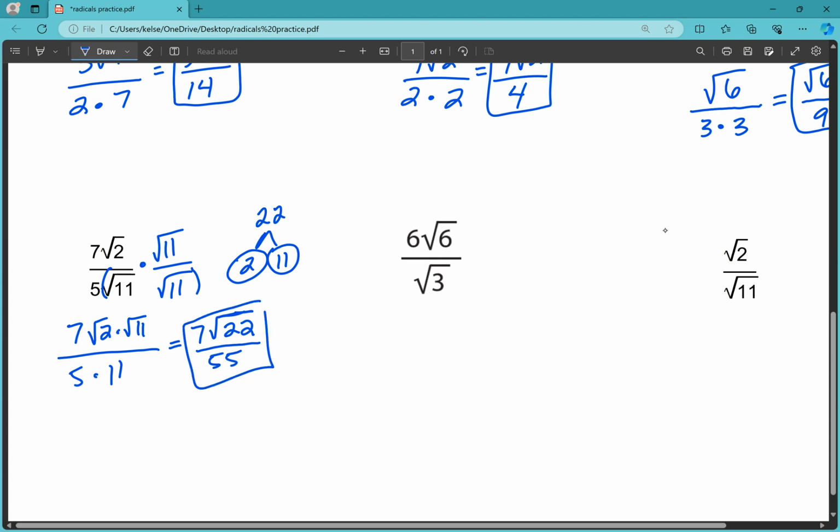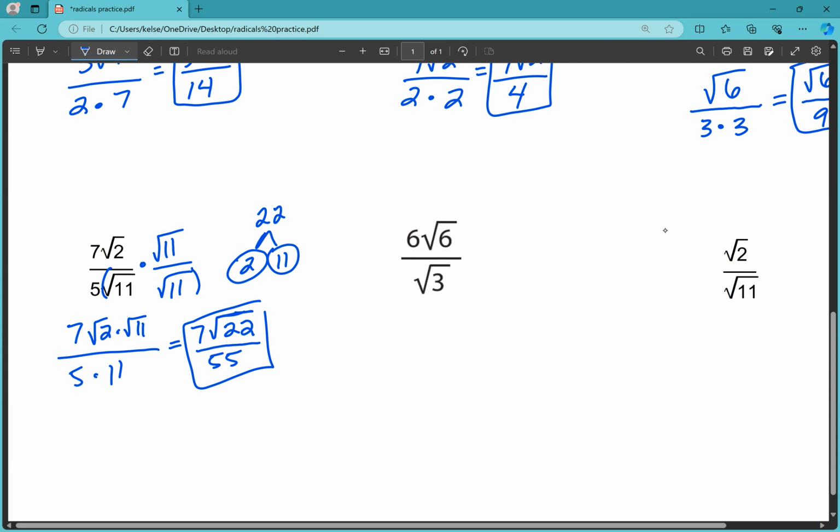Another thing that you don't want to do is please do not turn this whole thing into decimals. Just leave it as this fraction. Okay, don't try to do 7 divided by 55 and then put square root of 22. Don't try to type the whole thing in and get a decimal. This is our answer. This is how we're going to leave it.